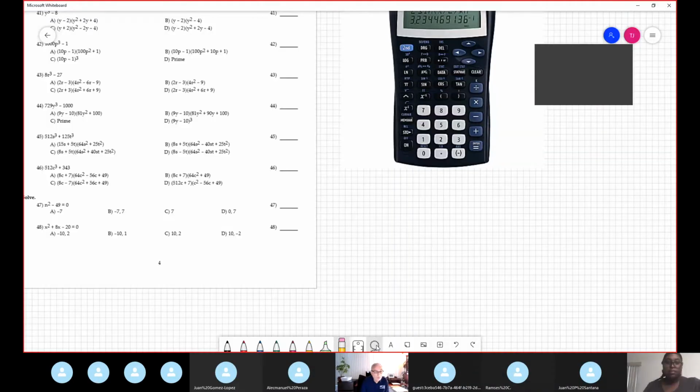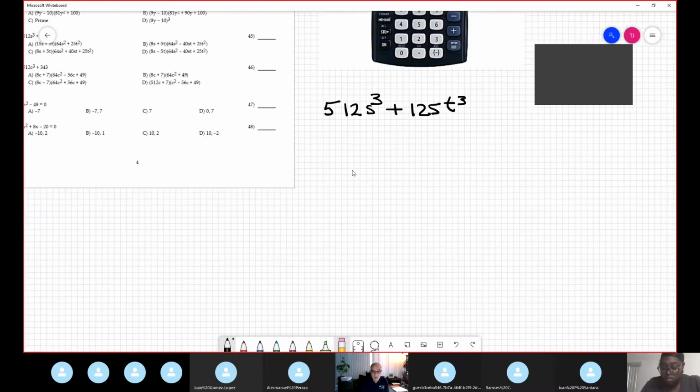Entonces, in 45, we have 512x cubed plus 125t cubed. I explained last class that this is a classical, bueno, it's a difference of squares or sum of cubes.